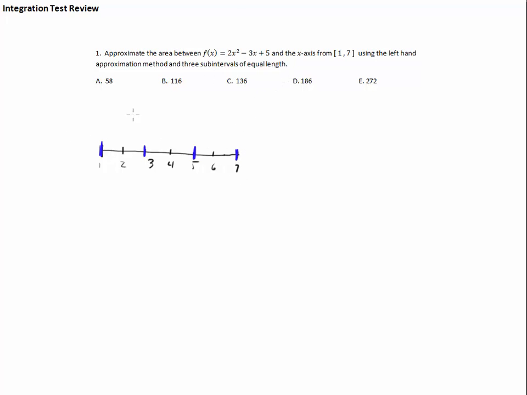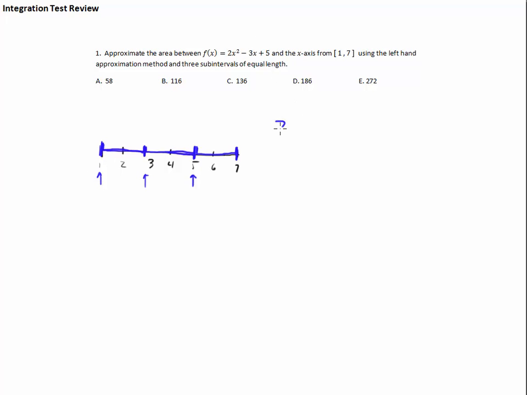Now, these are the bottoms of my rectangles. We're just approximating the area, so we're using the left-hand method. To determine how tall our rectangles are going to be, we are going to use the left side of each rectangle. So basically all we're doing is plugging these 3 numbers into this equation right here. I want to figure out how tall this rectangle is, so I'm going to plug in the left side of it, 1, into this equation.